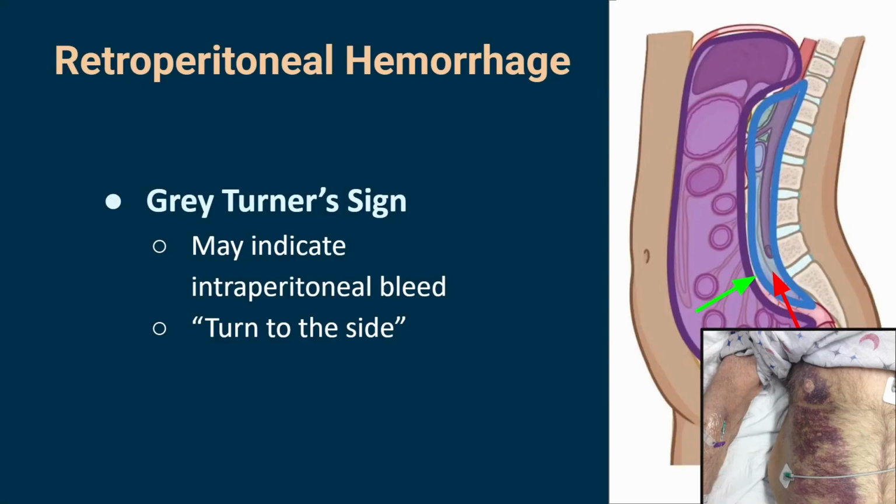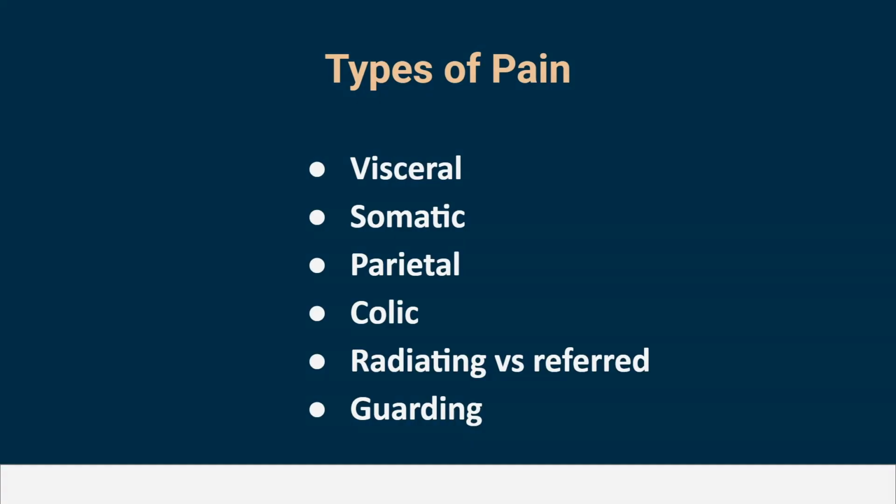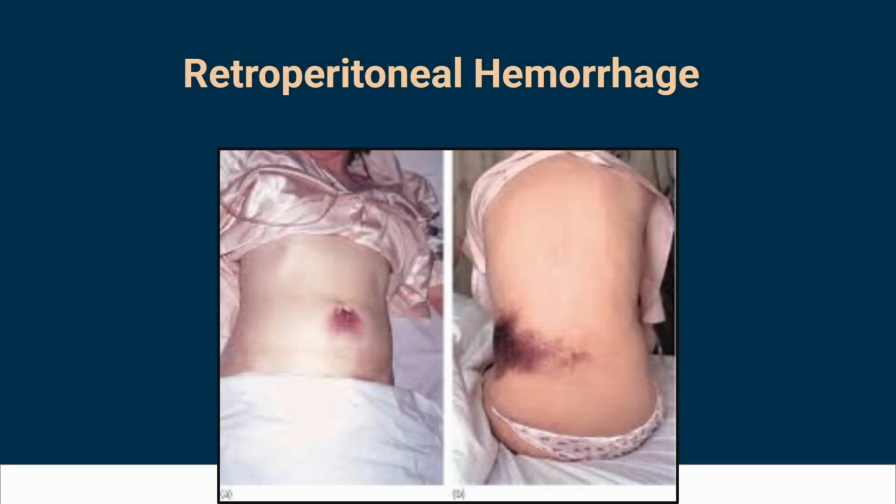Likewise, our Grey Turner's sign, or turn to the side, this is our flank bruising and hemorrhaging. Yes, it is a sign of retroperitoneal hemorrhage, but it could indicate intraperitoneal with a ruptured peritoneal cavity, right? It can present all kinds of ways. Be careful. Part of the reason I include this picture is because you're like, wait a second, that's not in the shape of a C. Well, the C is just a memory device. It's not that it's actually in the shape of a C.